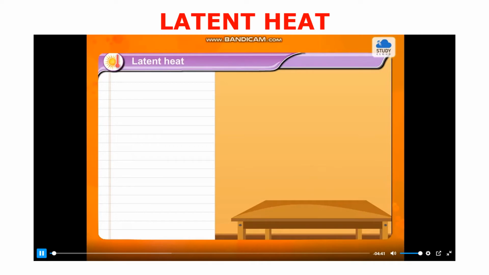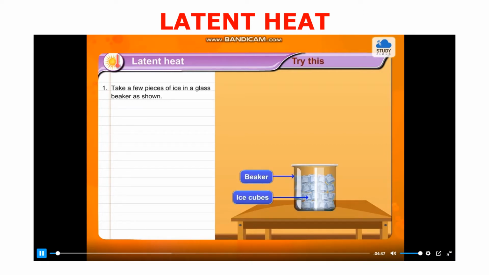Latent heat. Try this. 1. Take a few pieces of ice in a glass beaker as shown.